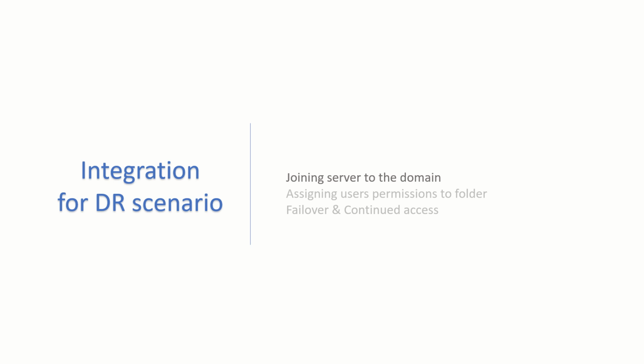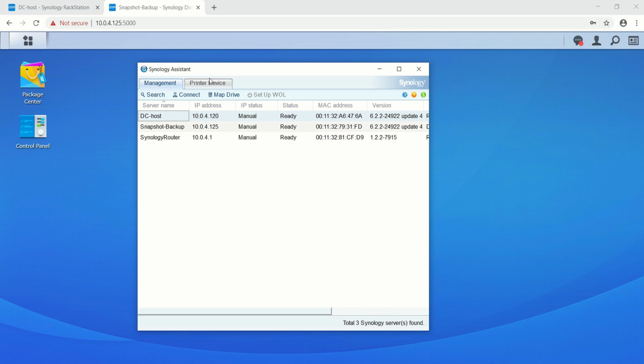So what are we going to do? First, we'll join our secondary server to the domain. We will assign user permissions to the folder, and then we'll do the failover and make sure that we can log in seamlessly. So one thing to clarify is we're using snapshot replication. So when we're in the interface, I'll show you what's been set up. Well, pretty much we will be protecting this same shared folder that I've been using previously, the DC shared folder, and replicating it from the primary unit to the second one.